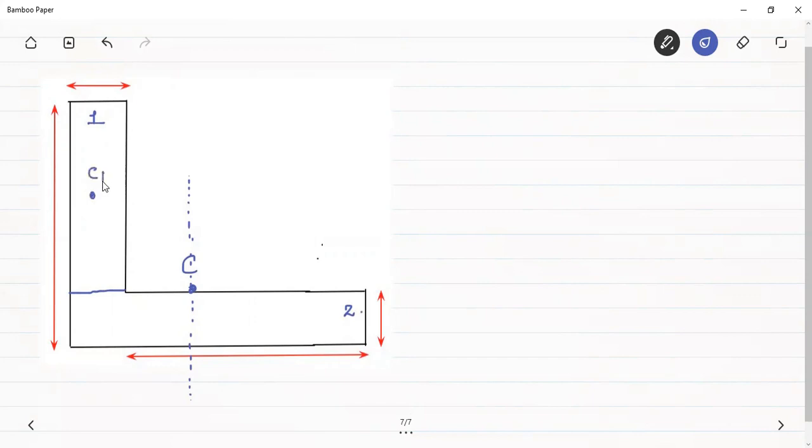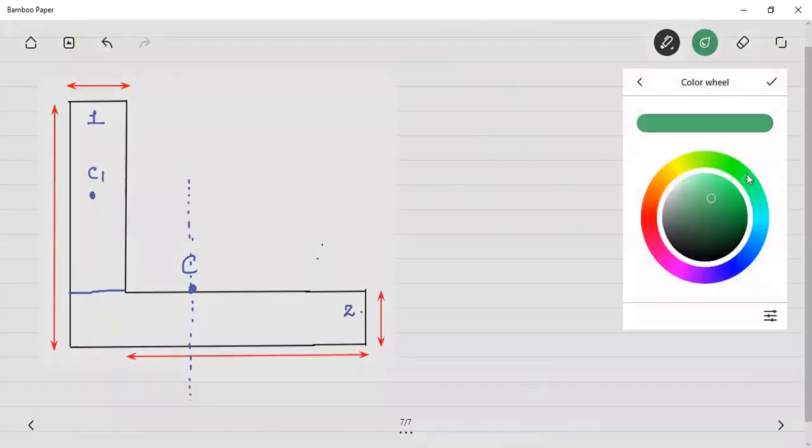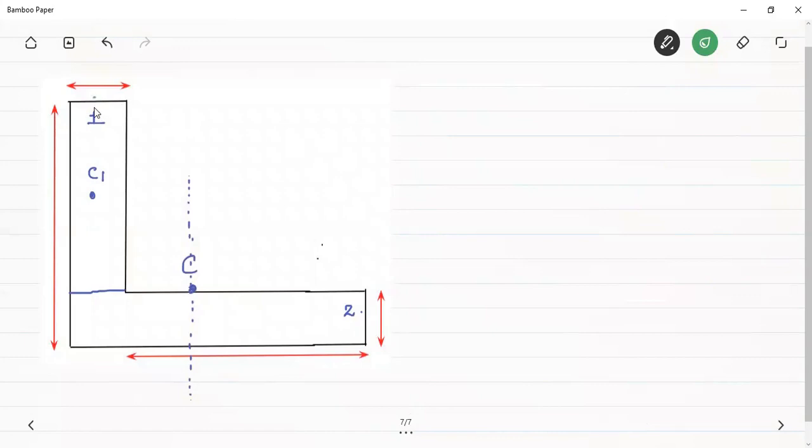The first rectangle will have a centroid here, and we can find the moment of inertia about its own centroidal y-axis. This is the centroidal y-axis of the first figure. For the second, the centroid will be here. We can also find the moment of inertia of the second rectangle about its own centroidal axis, and then we can use the parallel axis theorem to get the moment of inertia about the centroidal y-axis of the complete figure.